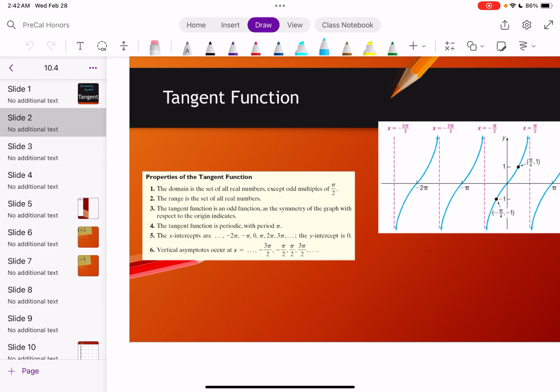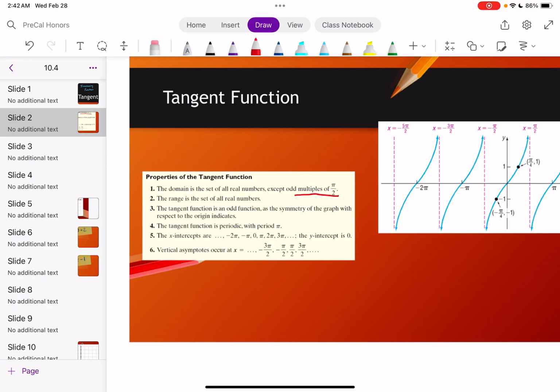With a tangent trig function, you're going to notice that whenever we see the multiples of pi over 2, that will basically cause an asymptote to be at every single one of those odd multiples of pi over 2. Now this is going to go from negative infinity all the way to positive infinity at every odd multiple.